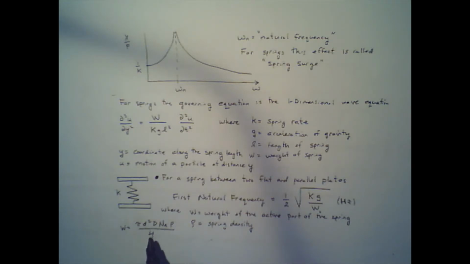And pi d square over 4 is what will give you the area, because the area of a circle is pi r square, so the first portion is the area of the wire.